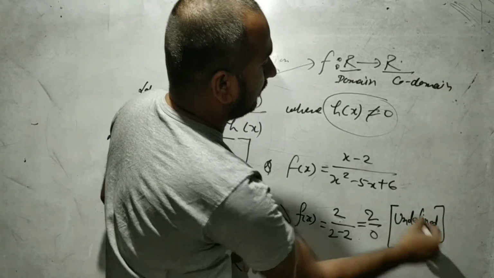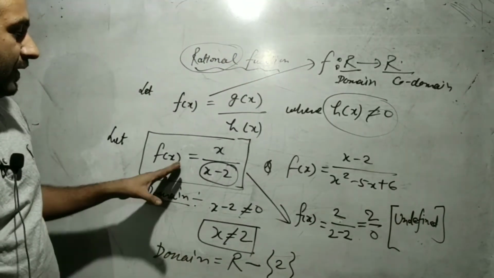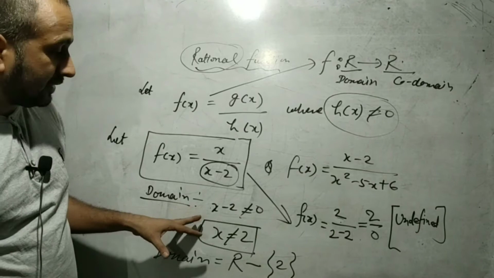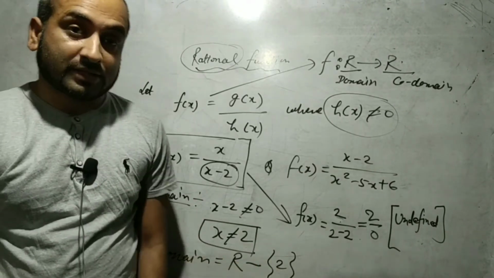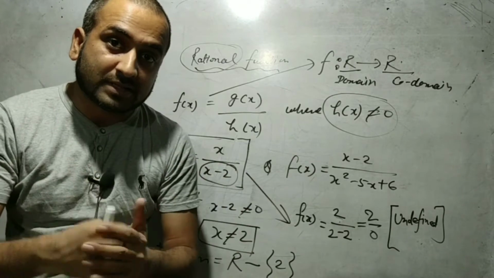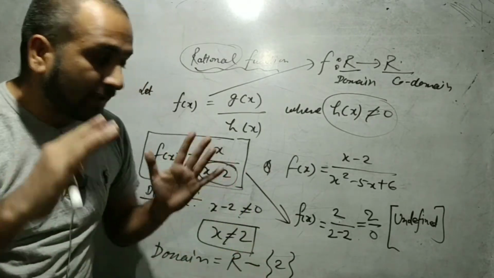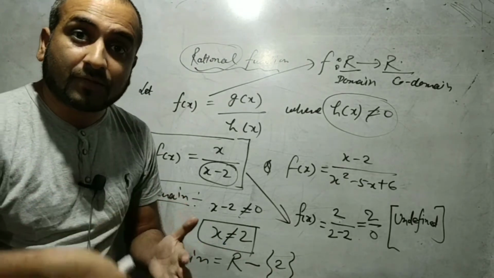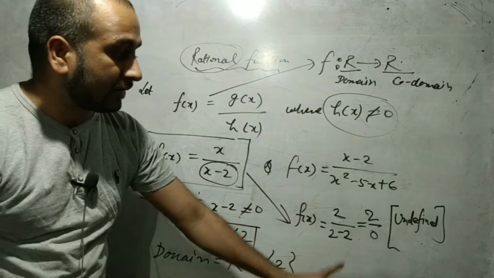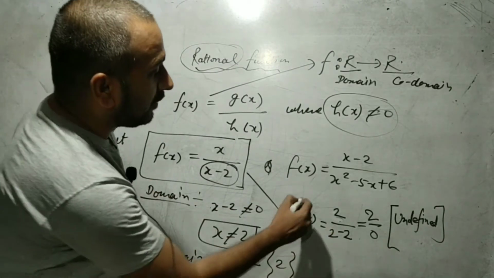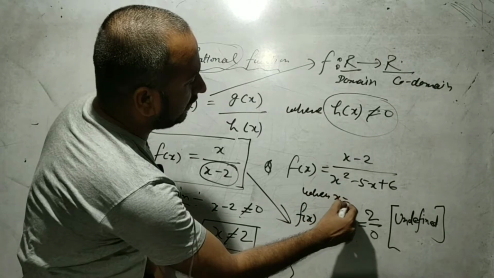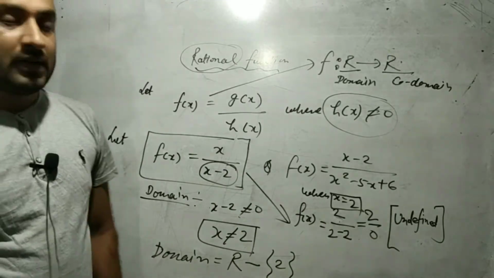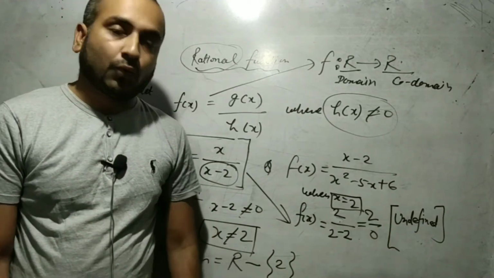Is it clear? Because of this, for the function f(x) equals x upon x minus 2, the domain of this function is what? All the real numbers except 2. By the definition of the domain, all the set of values of x for which the function is defined, here the function is defined for all values of x but not when x is equal to 2, where the function is undefined. Because of this, the domain of this function is real number minus 2.